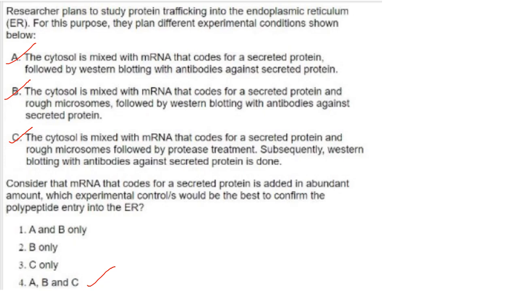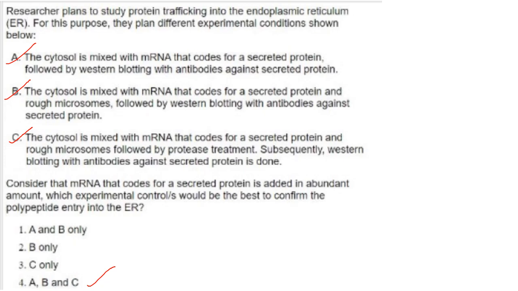So this will just prove that the mRNA codes for the secreted protein. So this can be used as one control. Whatever mRNA you are using, that it codes for a secreted protein is confirmed by this particular experiment. So A can be used as one control.